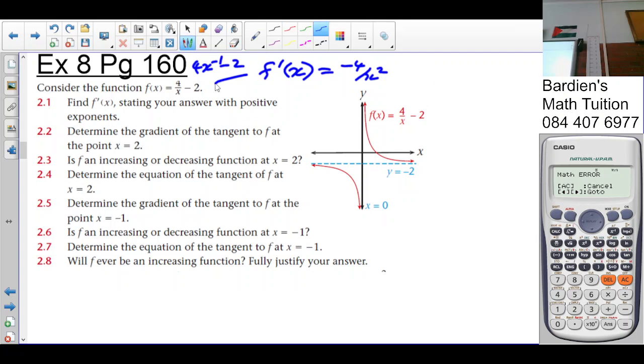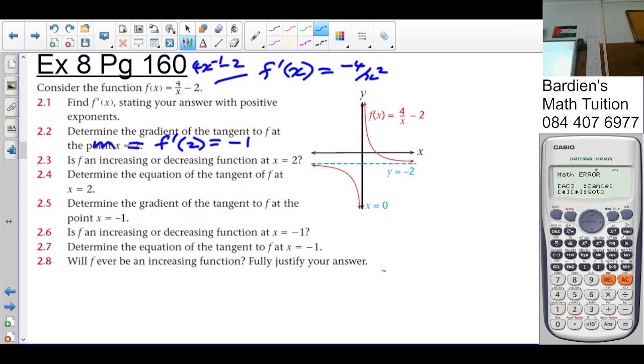Right, the next one, determine the gradient to the tangent at x equal to 2. So what did this work out to be? It's negative 1. Oh, this was a gradient, sorry. I thought the tangent. Determine the gradient. So f prime of 2 is going to be negative 1. Which means you say my gradient is going to be negative 1.